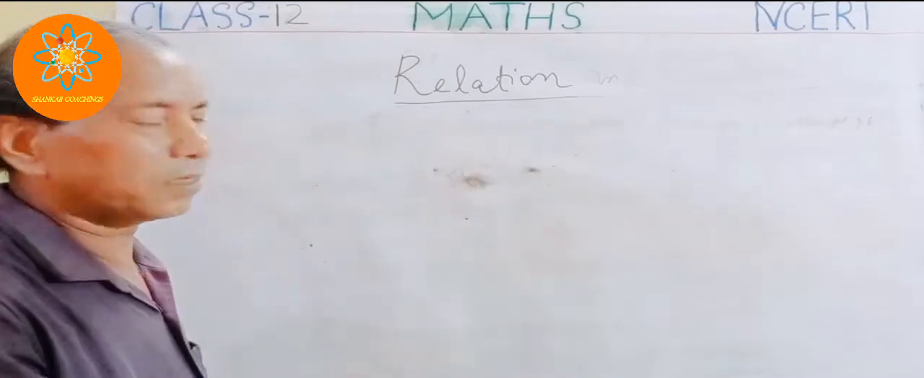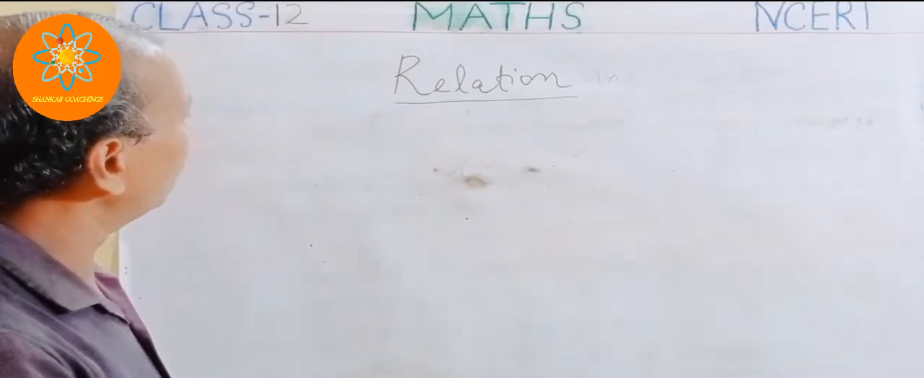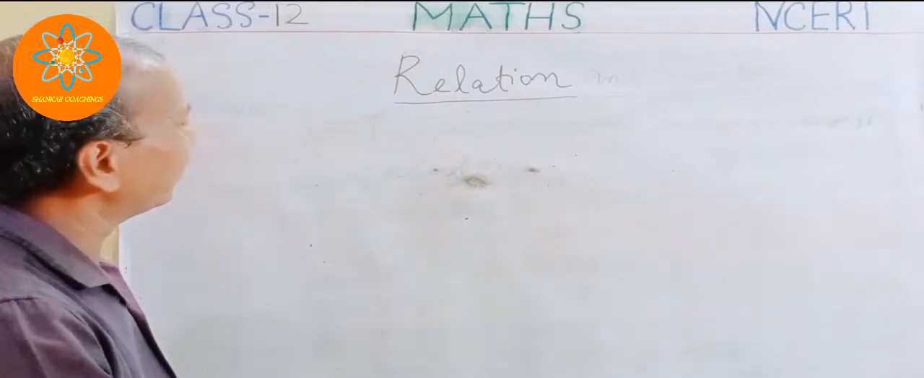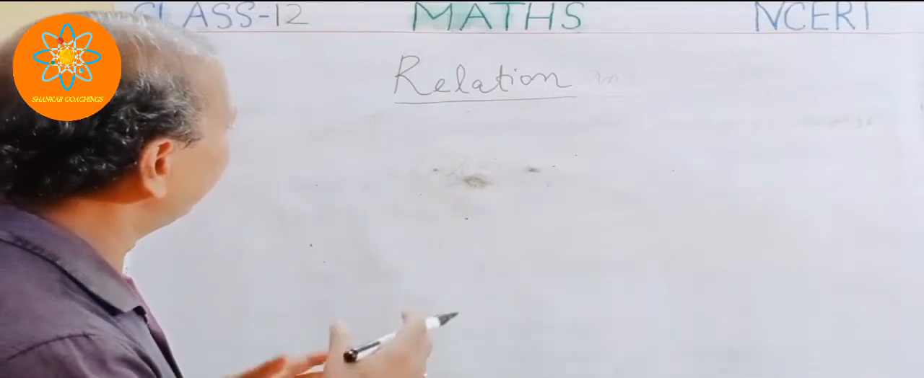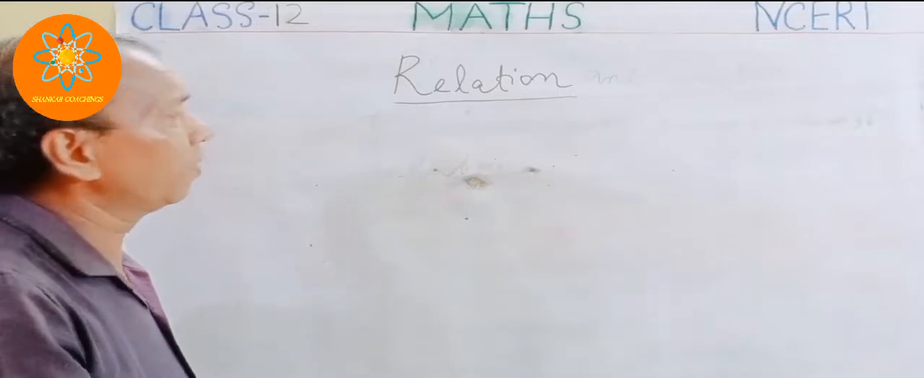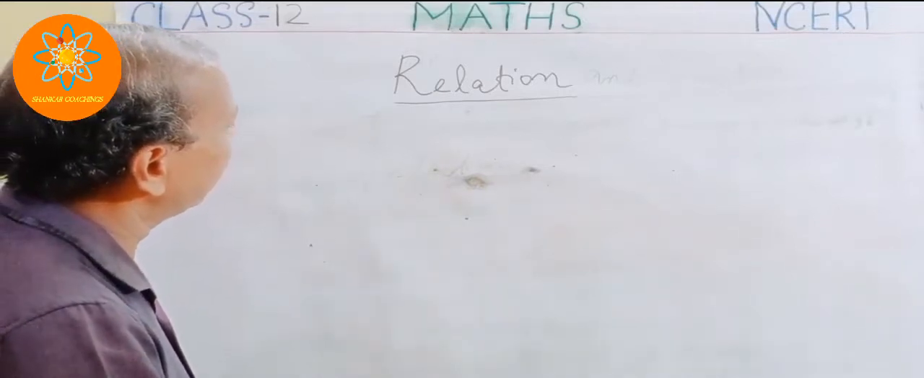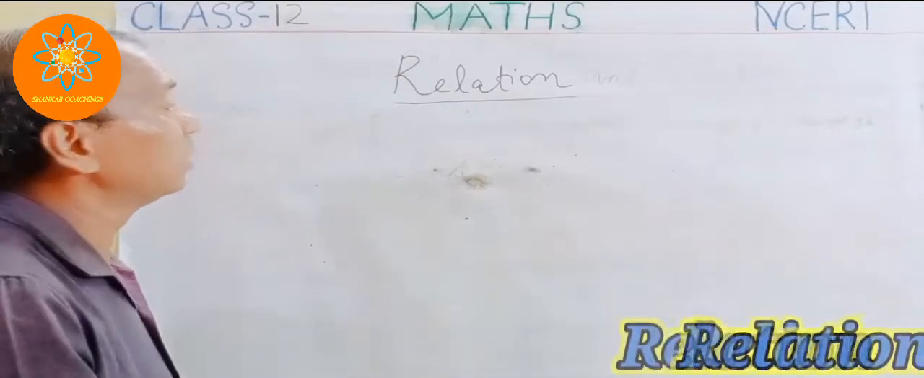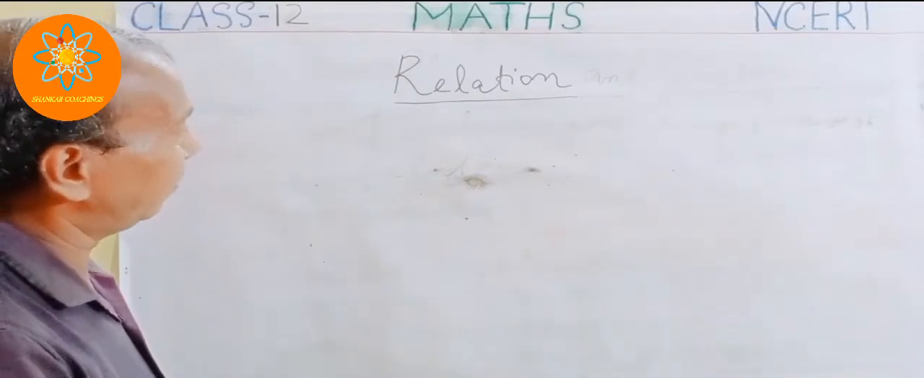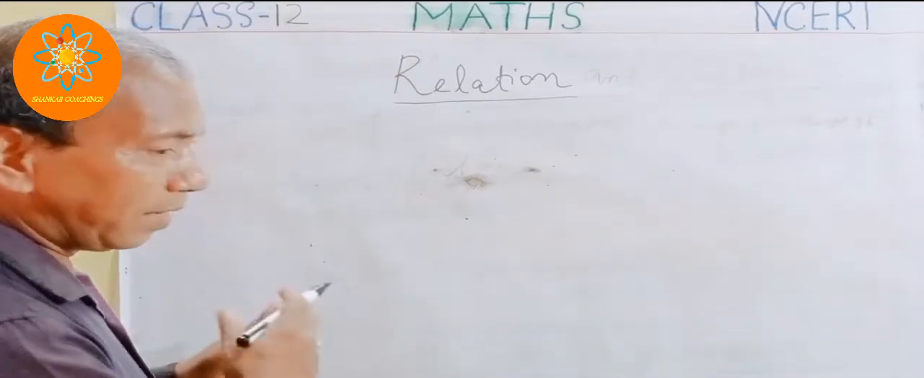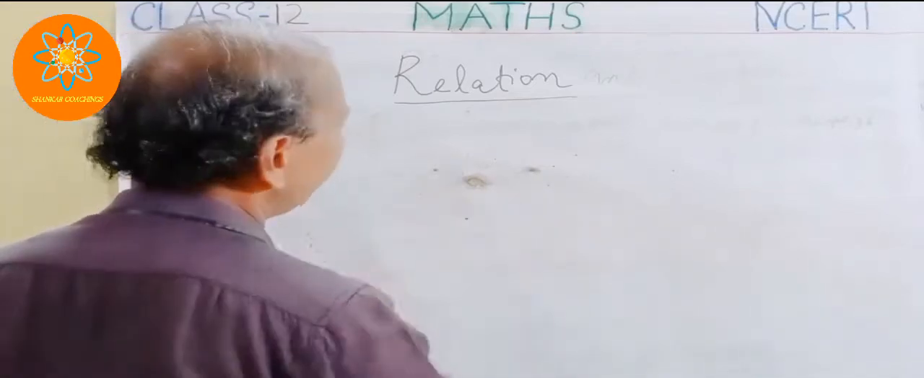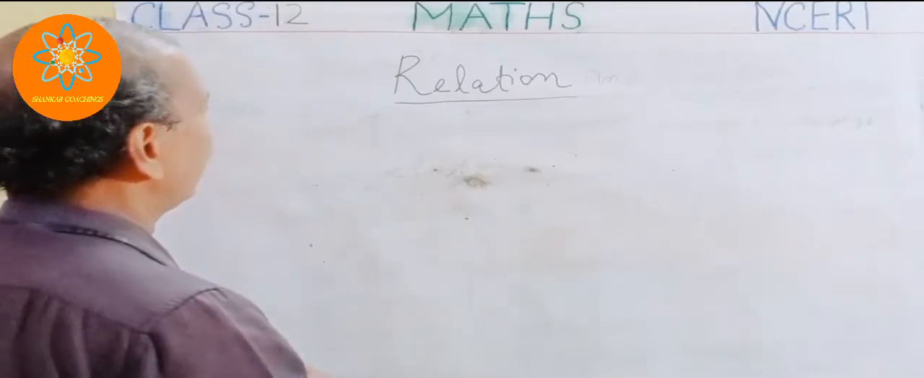Now we'll discuss relation. So what is the relation? As in the introduction I already gave, two sets are there. In the set A, they are the students of class 12, and in the set B, the students of class 11. And if we are comparing anything, that will be in the case of the relation.